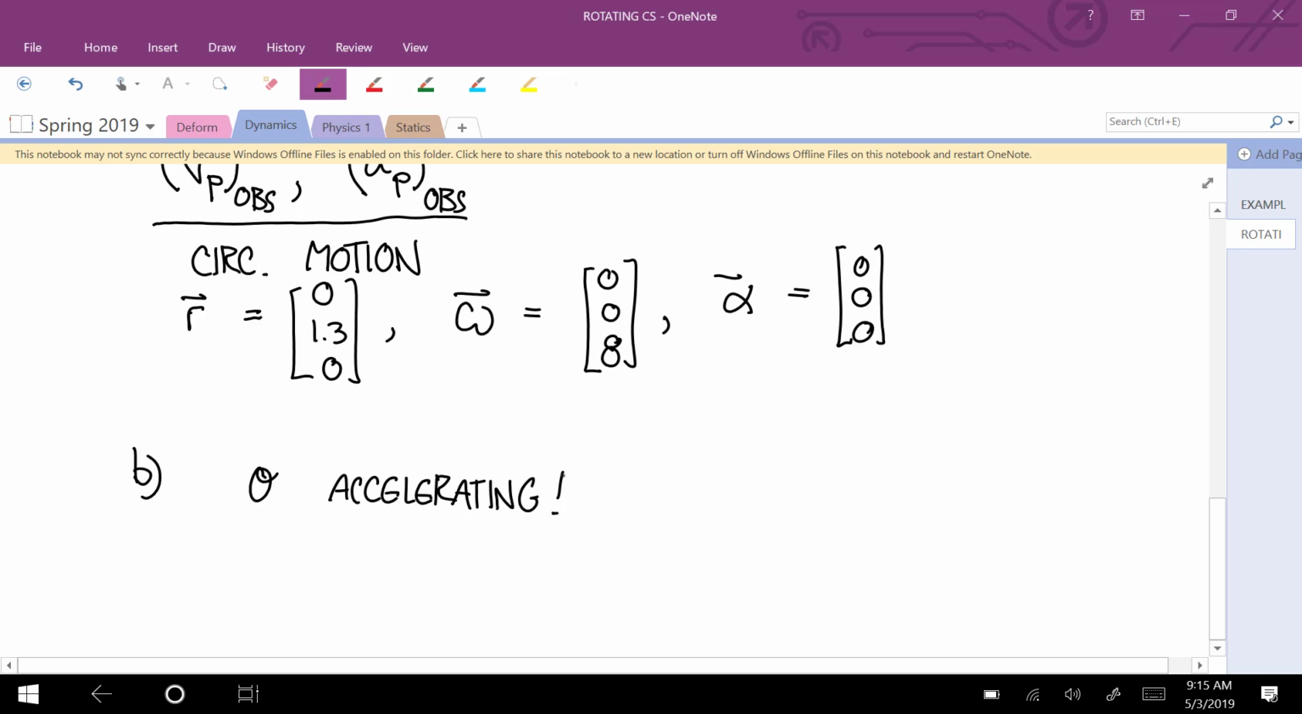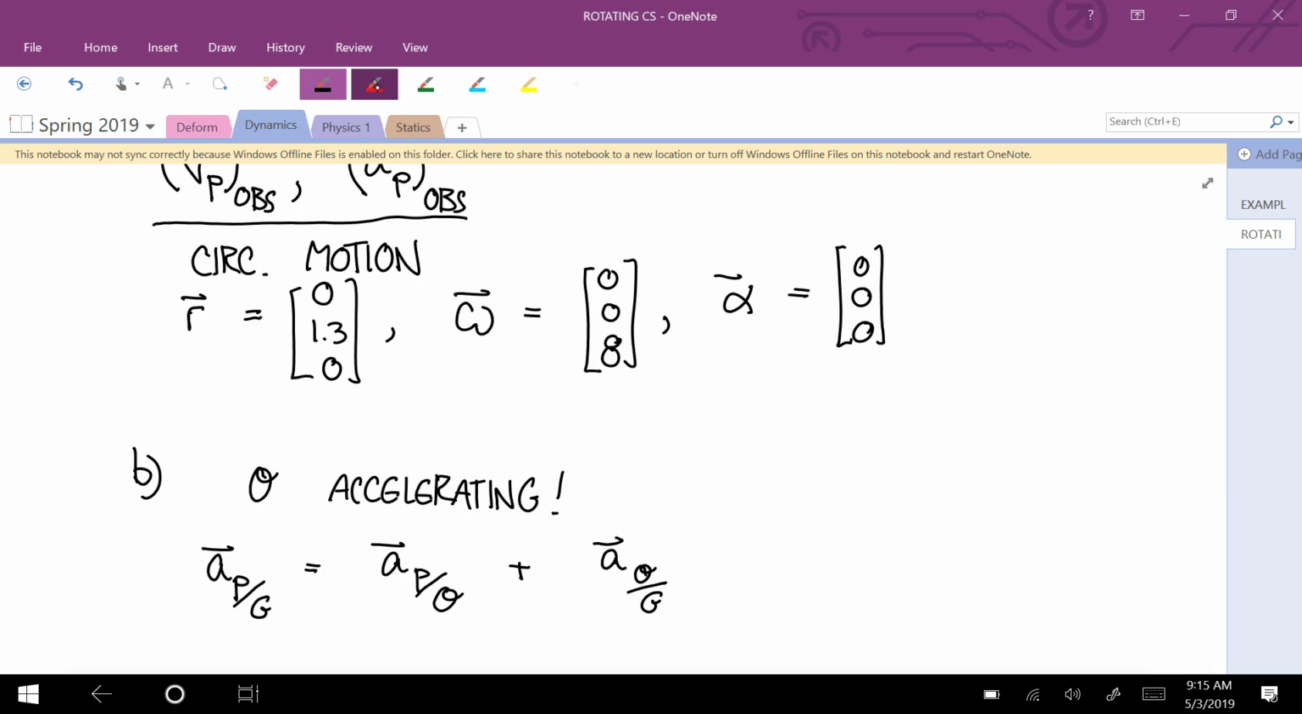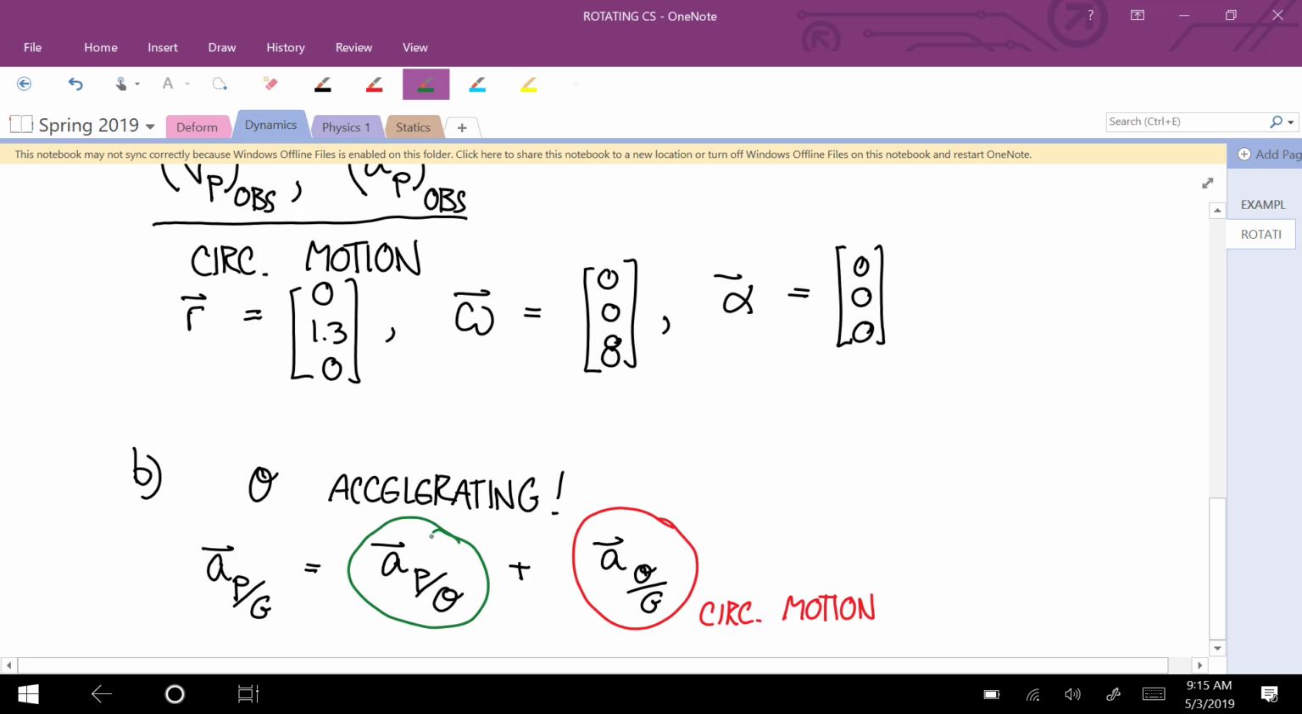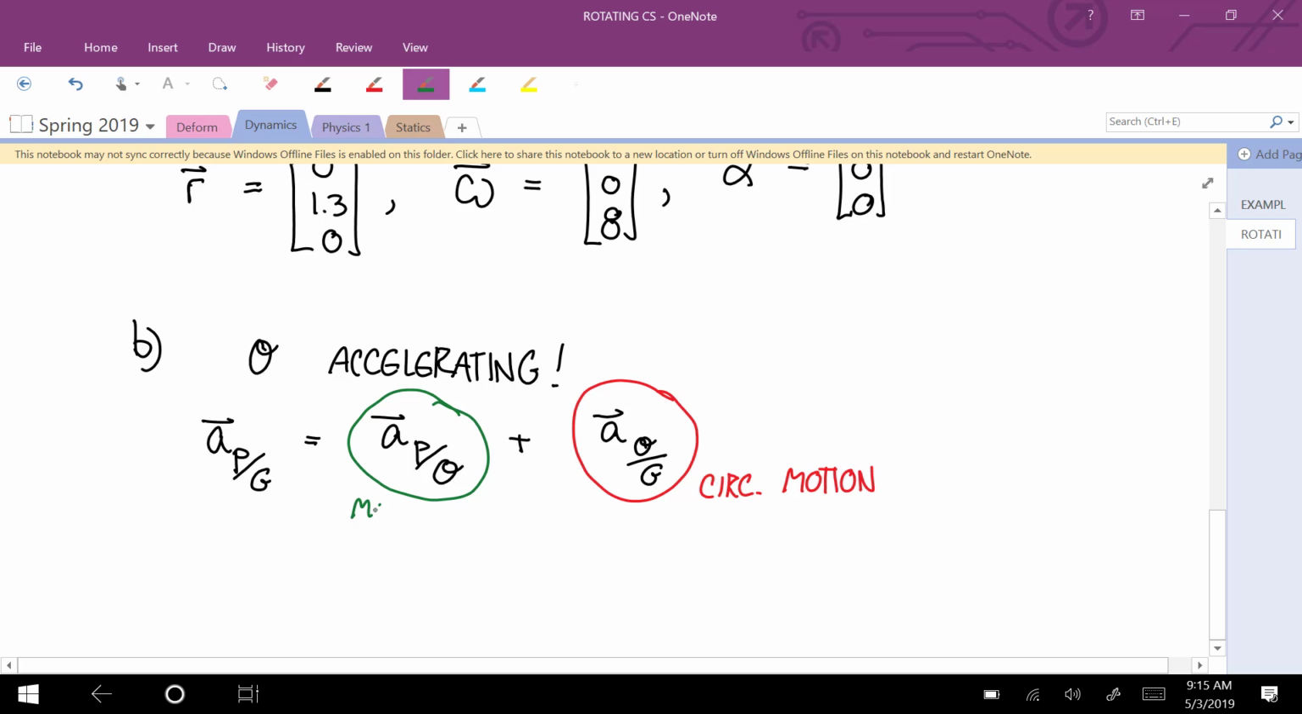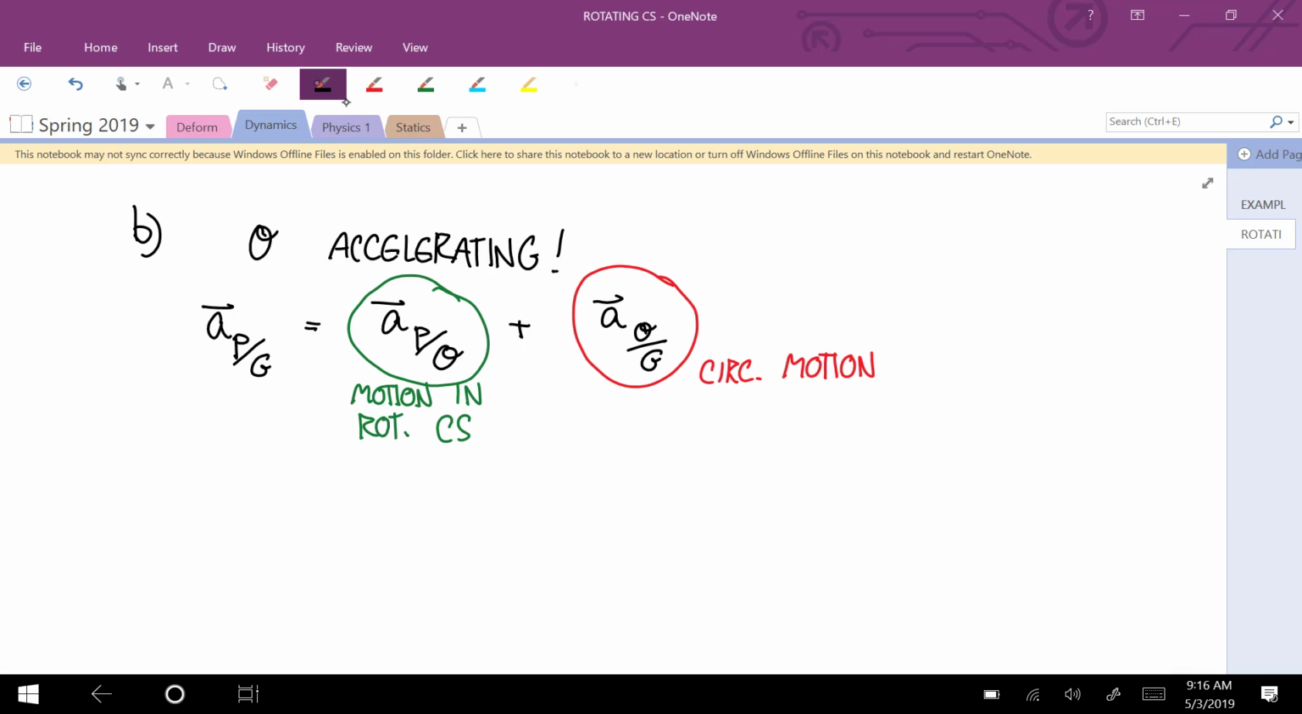Okay, so now we're going to have to use acceleration of P relative to the ground is equal to acceleration of P relative to the origin plus acceleration of the origin relative to the ground. This one is circular motion. This one is motion in a rotating coordinate system. Okay, so let's first figure out the acceleration of the origin relative to the ground.